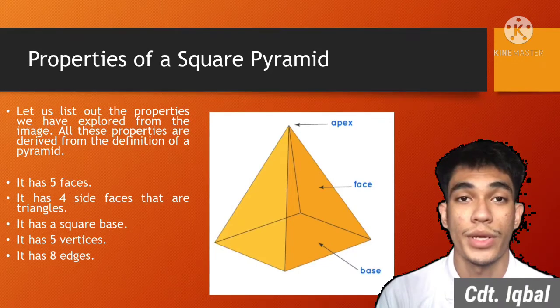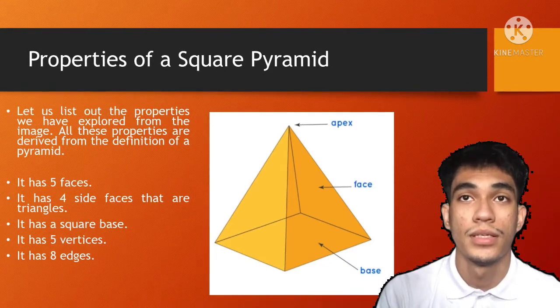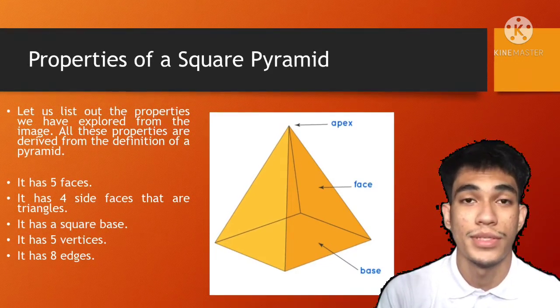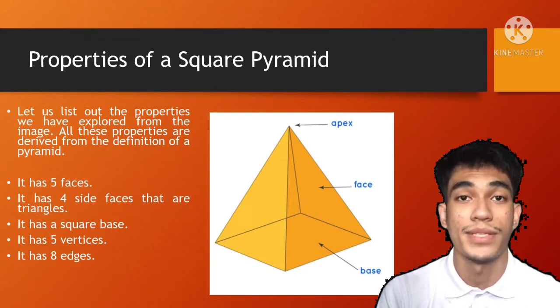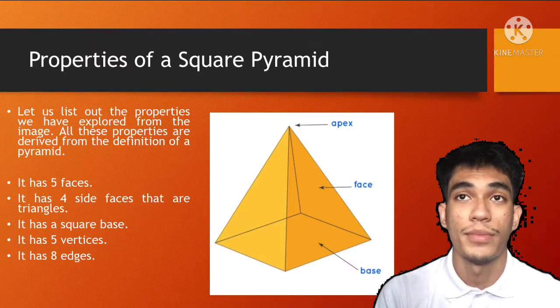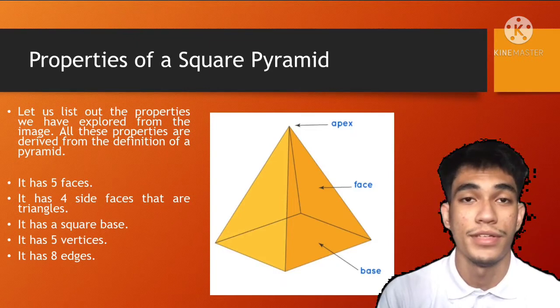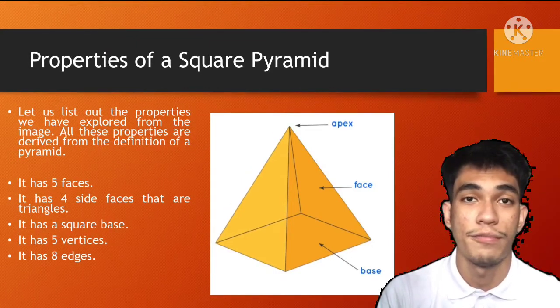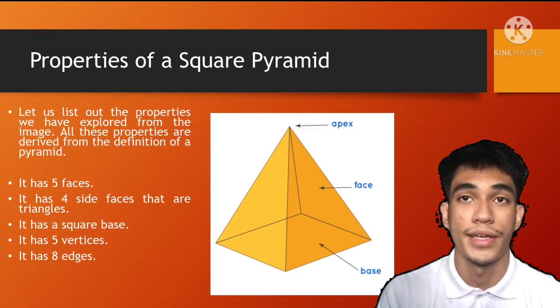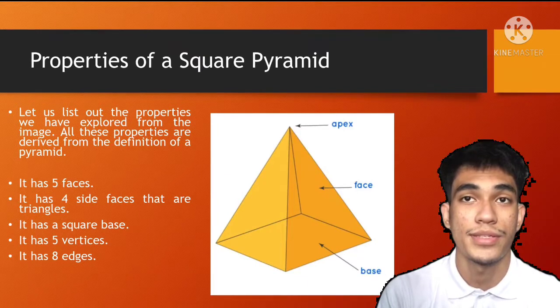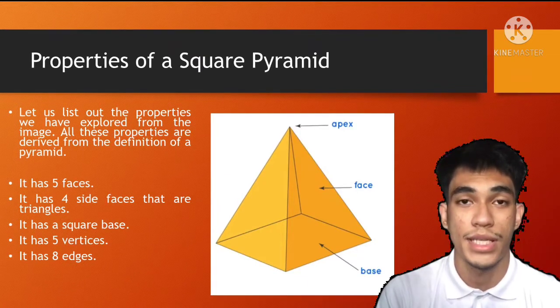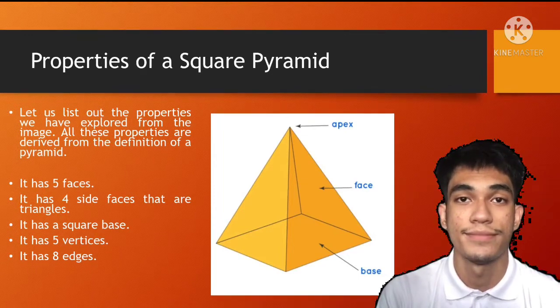Properties of a square pyramid. Let us list out the properties that we have explored from this image. All these properties are derived from the definition of a pyramid. The pyramid has 5 faces. It has 4 side faces that are triangles. It has a square base. It has 5 vertices. And lastly, it has 8 edges.